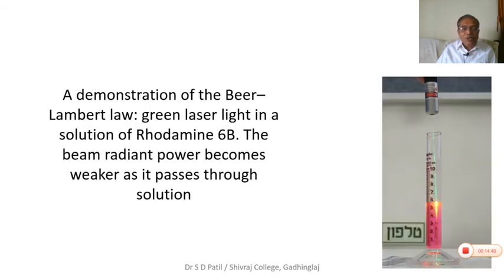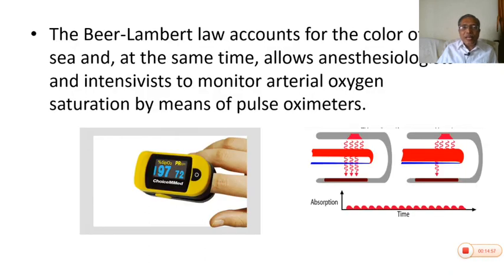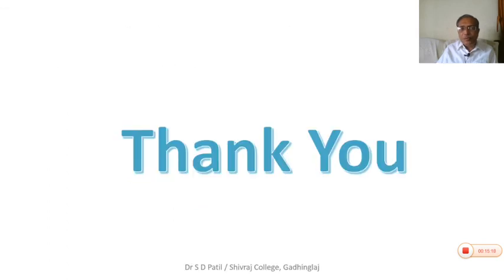Okay, so this is a demonstration of Beer-Lambert's law. Green laser light in a solution of rhodamine 6G: the beam's radiant power becomes weaker as it passes through the solution. Beer-Lambert's law accounts for the color of the sea and at the same time allows anesthesiologists and intensivists to monitor arterial oxygen. So this is the pulse oximeter. These days we have seen its various uses in practice also. So the pulse oximeter also works on the principle of Beer-Lambert's law.